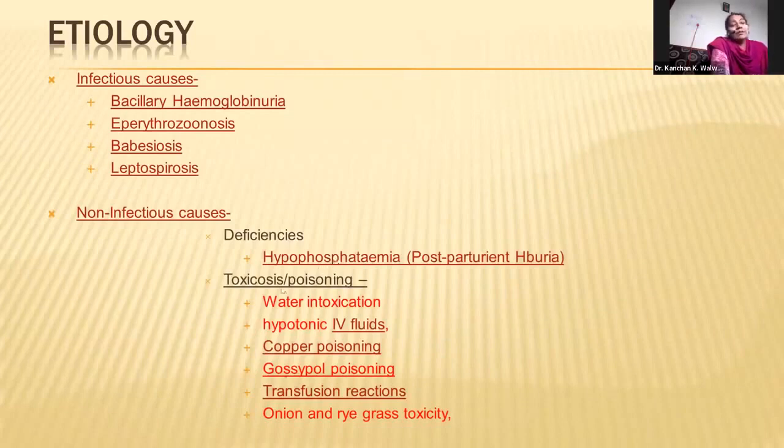And excess of certain minerals like copper, gossypol, then nitrates, nitrites, even the hypotonic solutions, hypotonic IV fluids, can also cause the hemoglobinuria. Even water intoxication can cause hemoglobinuria, or onion or ryegrass toxicity. All these cause hemoglobinuria. Even transfusion reaction: when there is anemia, we go for blood transfusion, and if the blood is not compatible, then there will be lysis of the RBCs, and this excess lysis of the RBC again will release the hemoglobin into the blood and it will lead to hemoglobinuria.